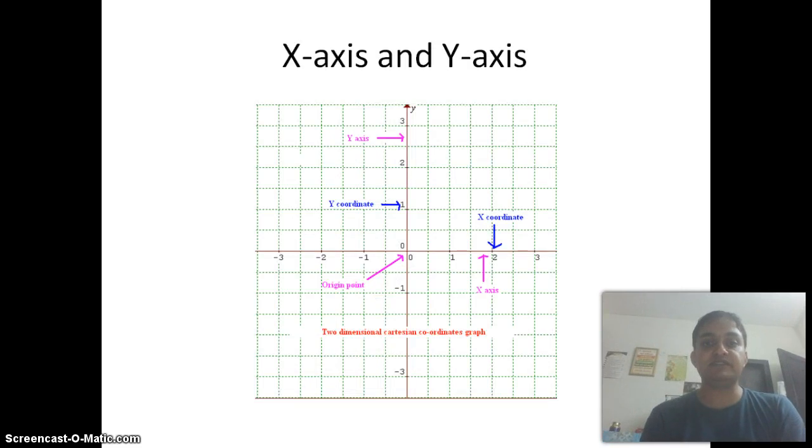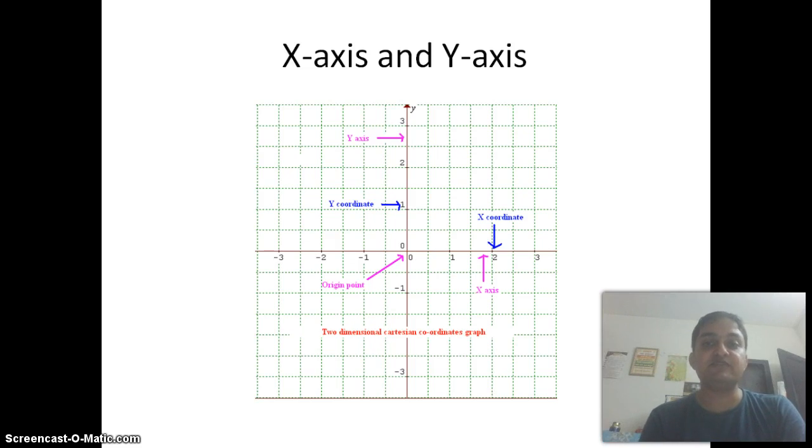So let us start with two-dimensional Cartesian coordinates. So here we are seeing two perpendicular axes. The horizontal one is called x-axis and the vertical one is called y-axis. We can imagine them as two perpendicular number lines where numbers on horizontal axis are called x coordinates and numbers on vertical axis are called y coordinates. The point of intersection of these two perpendicular axes is called origin and it is denoted by 0, 0.